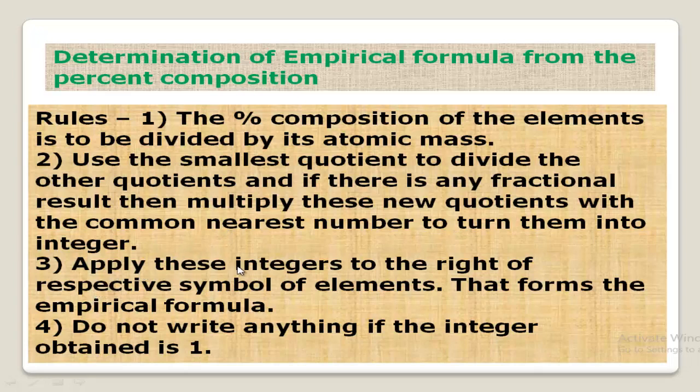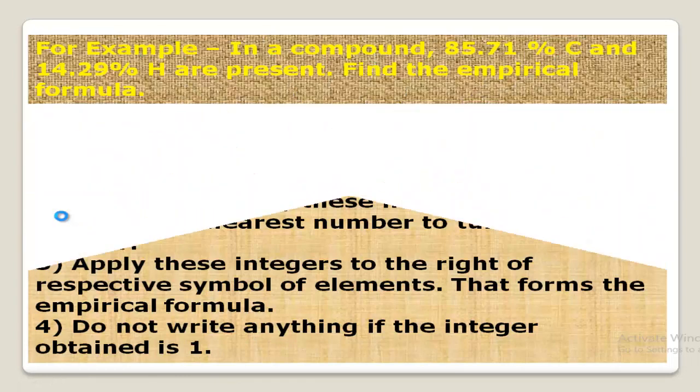Now apply these integers to the right of the respective symbol of the elements that form the empirical formula, and do not write anything if the integer obtained is 1. That means if the integer obtained is 1, there is no need to write anything. Nothing means there is 1. So let's see the example, then it will be more clear to us.